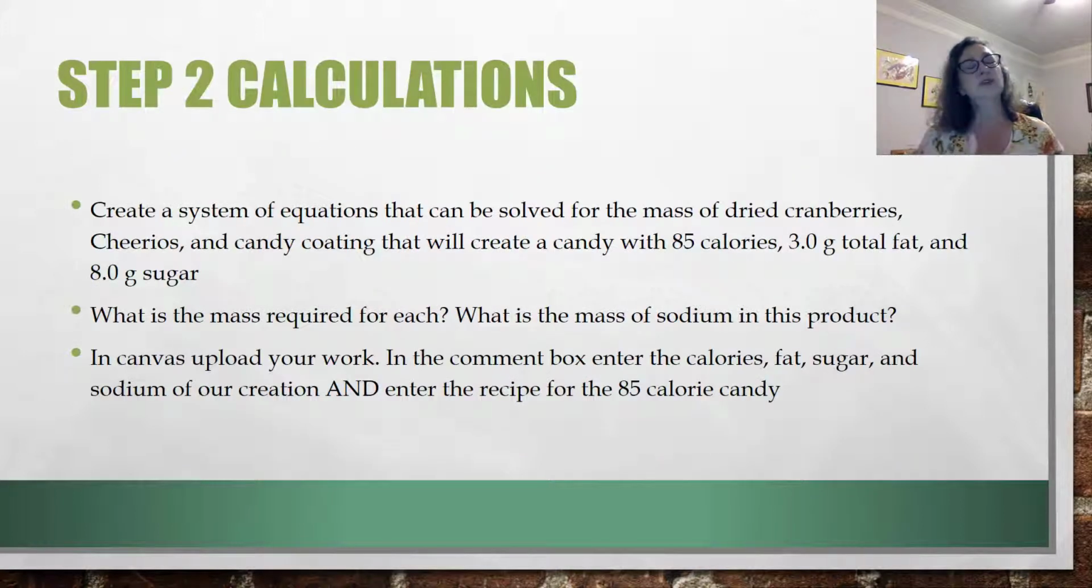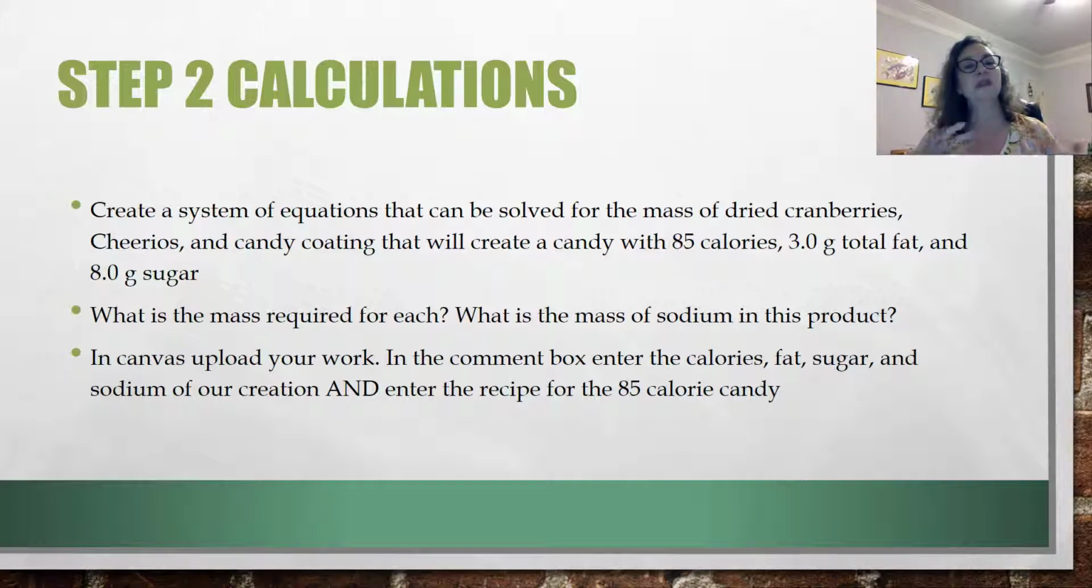Now, you're going to do that and you're going to get an average for one of the candies that we made. And then the reason I asked you to do that by actually writing out equations is now we're going to flip those equations around. And so I want you to write those equations where now the variables are the mass of dried cranberries, the mass of Cheerios, and the mass of candy coatings. And our goal is to create a recipe for an average candy that's 85 calories, 3 grams of total fat, and 8 grams of sugar.